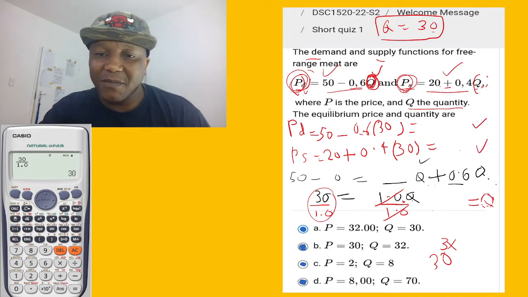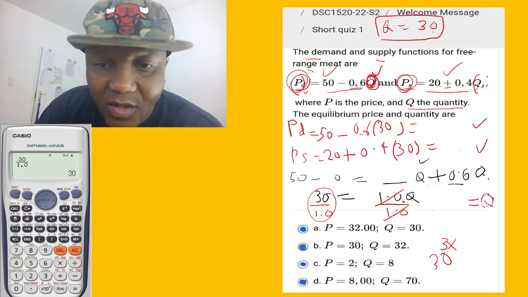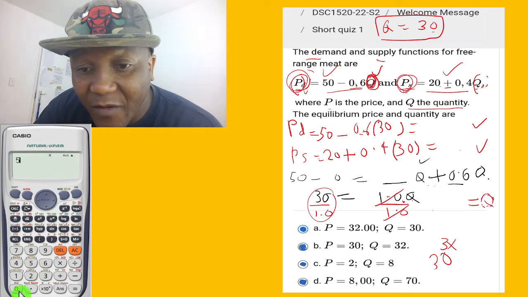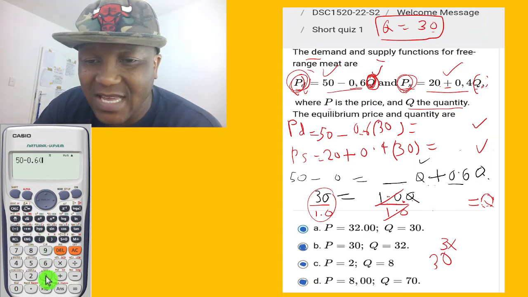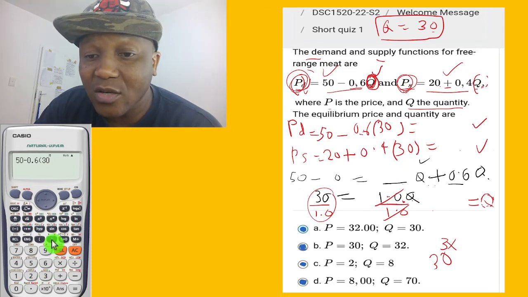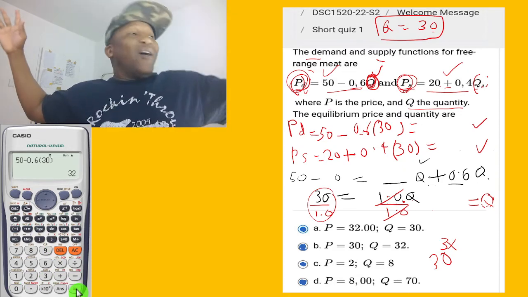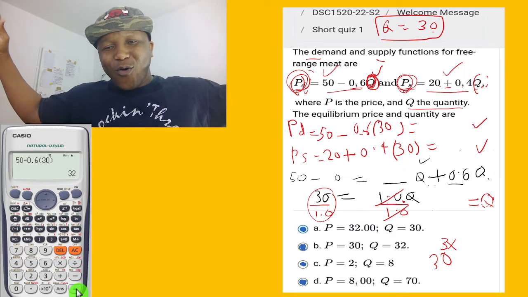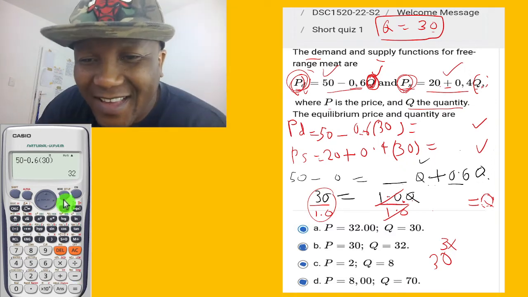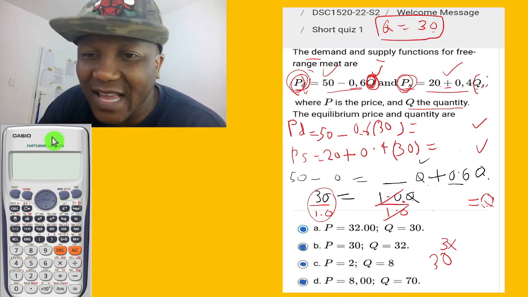Let's plug in the calculator. 50 minus 0.6 bracket times 30. That gives 32. Okay, so 32, right? Let's do the next one.